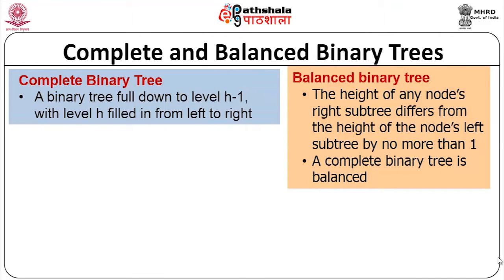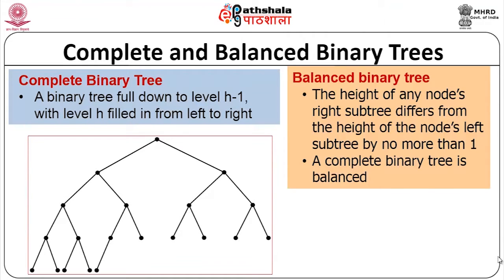Then you have something called complete and balanced binary trees. A complete binary tree is a binary tree that is full down to level h minus 1, and level h is filled from left to right. It is not necessarily full. For example, this is a complete binary tree because up to that level it is filled correctly. It is always filled from left to right. As you see, the last level is not filled completely, but it is filled from left to right.